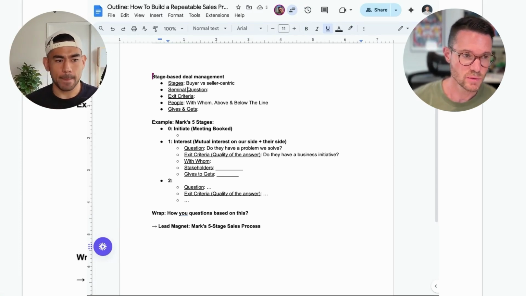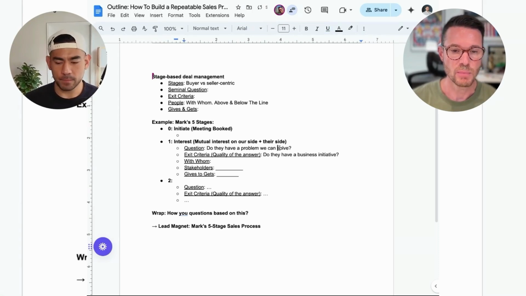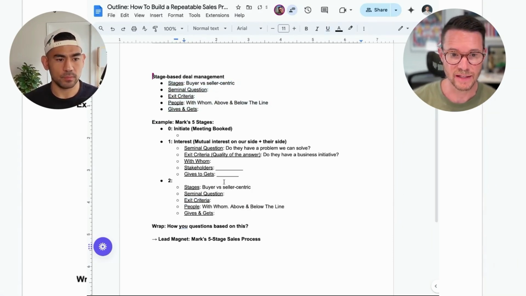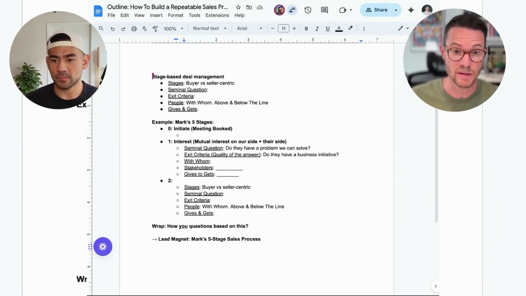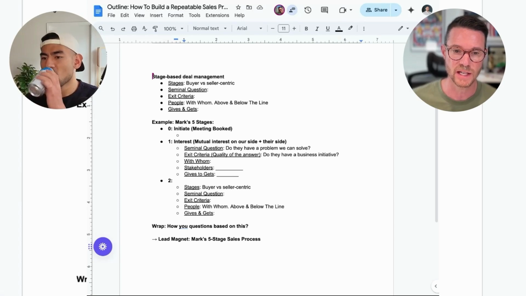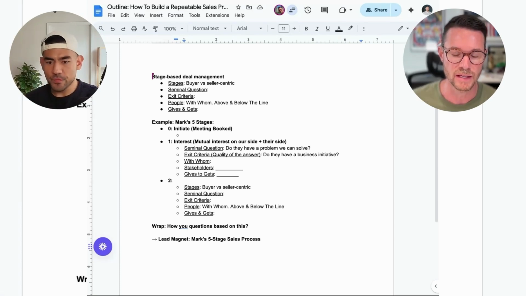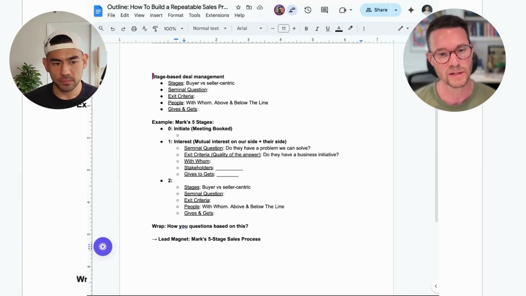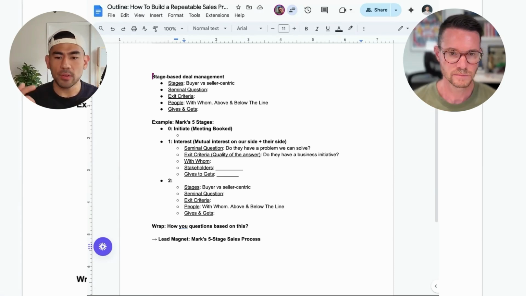The question for stage 1 is, do they have a problem that we can solve? Both the buyer and the seller need to know that, right? Because sometimes people would come to us at Outreach and at Catalyst and ask us to solve something that we didn't actually solve. It's very beneficial for the buyer to narrow down that they actually solve what I want solved. And it's really good for the seller to know, oh, they do have a problem that my solution can address. So that's the mutual interest of, hey, we should go on the next date.